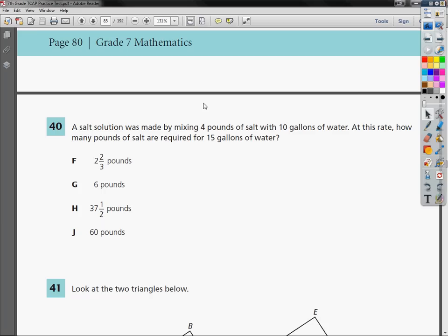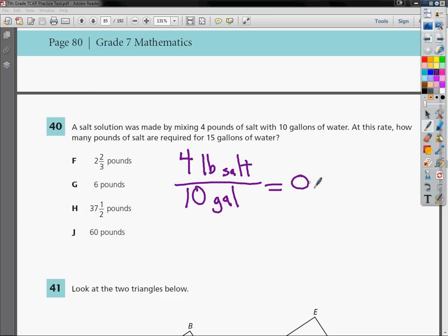The first is just to figure out how many pounds of salt we get for 1 gallon of water, or how many gallons per pound or whatever, and then apply that to the 15 gallons of water that we have. So what I'm going to do here, 4 lb of salt per 10 gallons of water. If I work that out, I get 0.4 pounds per gallon.